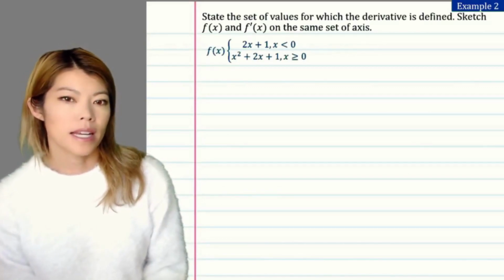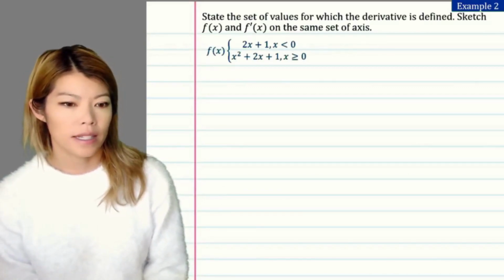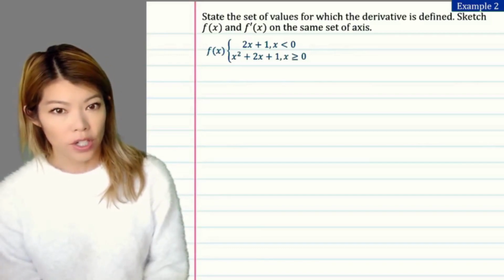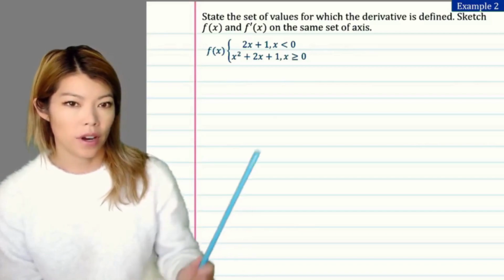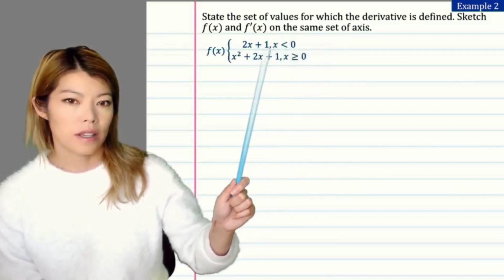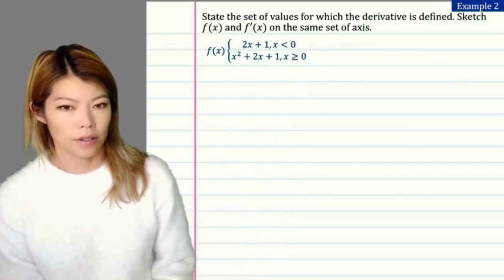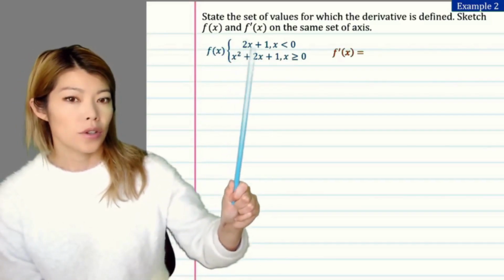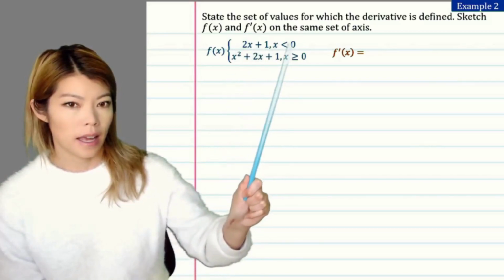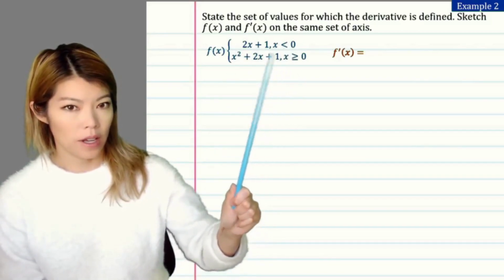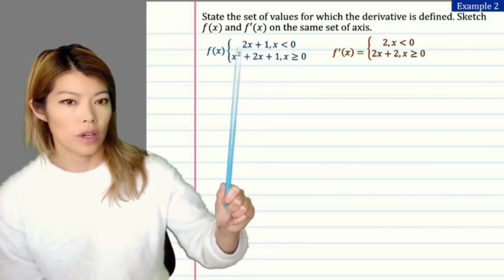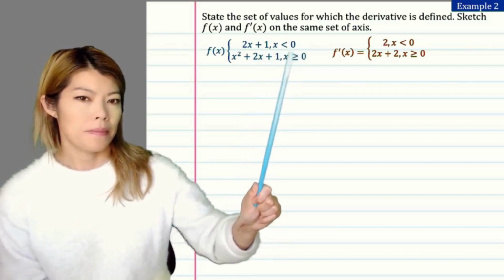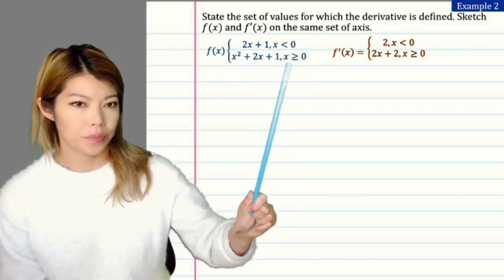Let's do an example. State the set of values for which the derivative is defined. Sketch both the original function and its derivative on the same set of axes. So before x equals 0, we have a linear, and after x equals 0, we have a quadratic. Let's have a look at the derivative. Notice that we need to define the domain for each part as well. For here, the derivative is just 2, whereas here, derive that, you get 2x plus 2 for x is greater than 0.